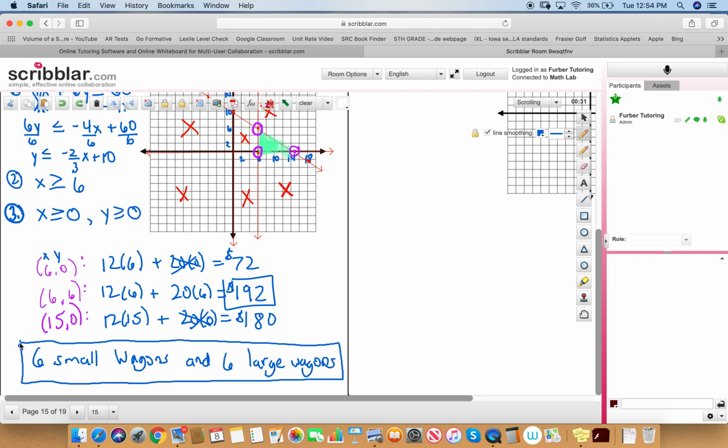So since he knows that, you can bet that he's going to go out of his way to make sure that all those sell, right? Maybe he didn't bring extra, maybe he brought exactly this because he wanted to sell them all. But if he brings extra, and let's say he's already sold 6 small wagons, he's going to do his very best to get people to buy the 6 large wagons because he knows if they buy only small wagons, it's not going to maximize his profit, okay?